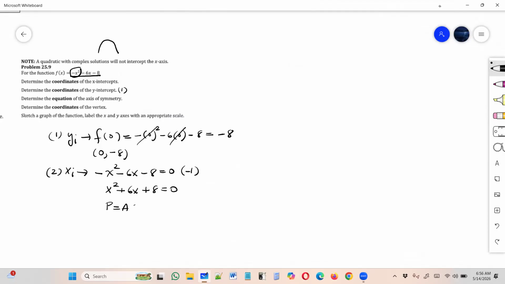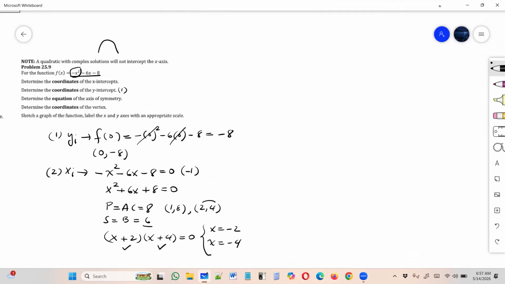AC method again. The product is 8, sum is B. And the possibilities are either 1 and 8 or 2 and 4. It looks like it's 2 and 4, right? The product is 8. The sum of 2 and 4 is 6. So I factor that into (x plus 2)(x plus 4), and by the zero product rule, either this factor is 0, which means that x is -2, or this factor is 0, which means that x is -4.